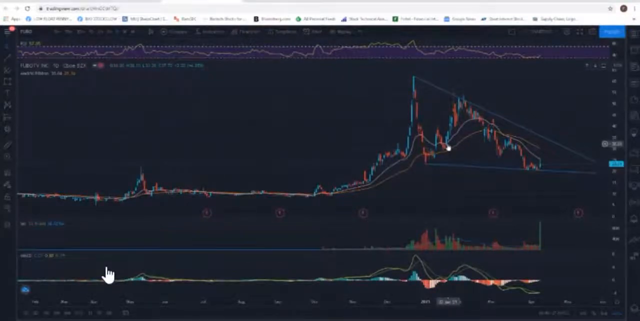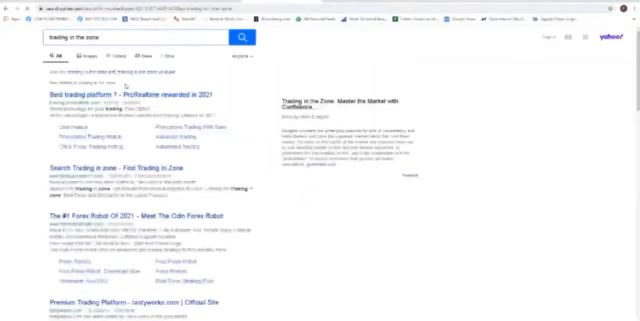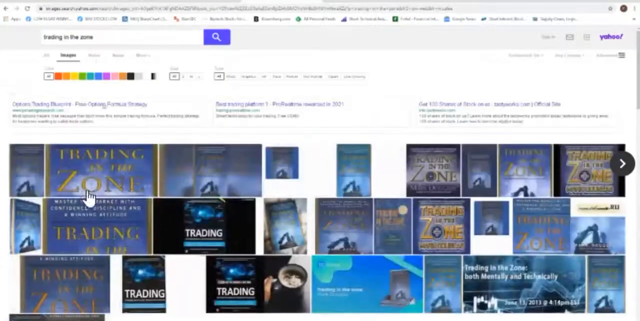Right now, we're trading inside of the pattern. This is the second thing that you need to understand. We're trading inside the zone. There's a book out there called "Trading in the Zone" by Mark Minervini. Is it Mark Minervini? The Zone book, yeah.